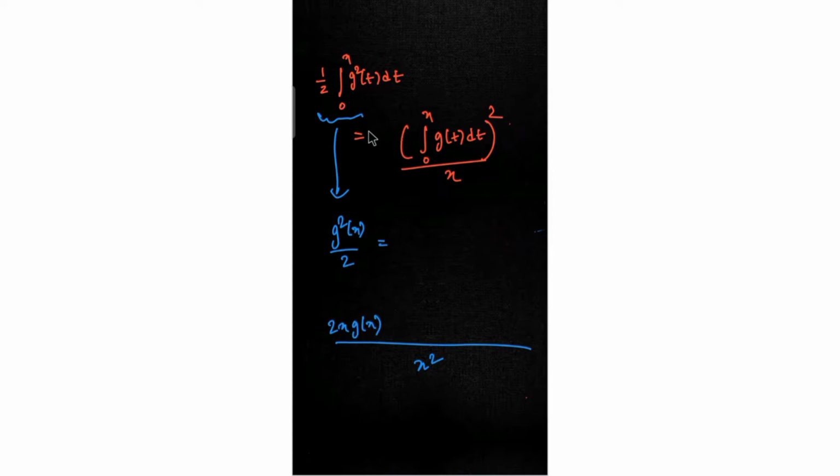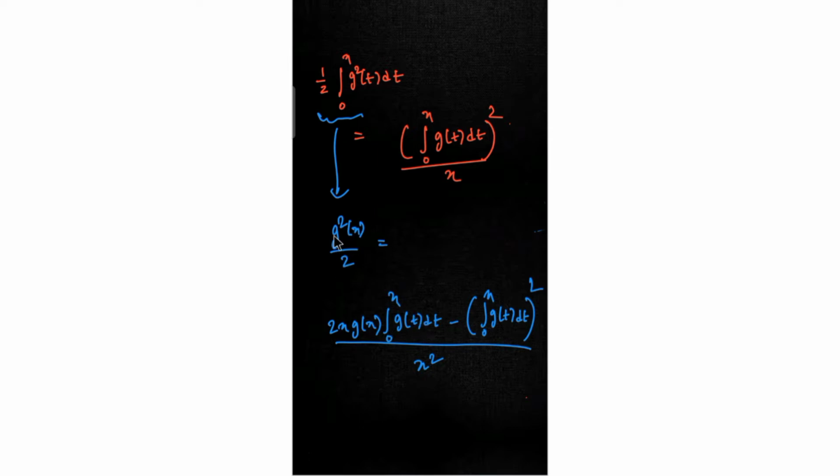First differentiating the numerator part, into the integral 0 to x of g of t dt, and minus the integral 0 to x of g of t dt, whole square. So this is the value of my numerator in the RHS. And now we have got two unknowns again, that is g of x and g of t.